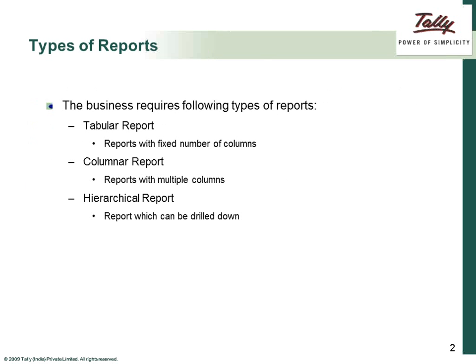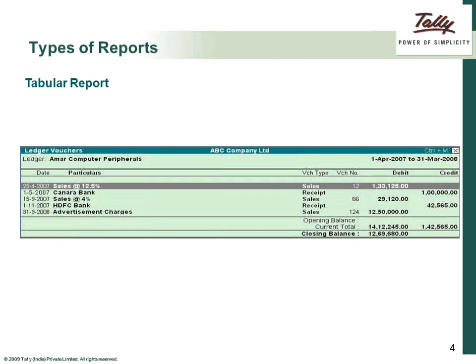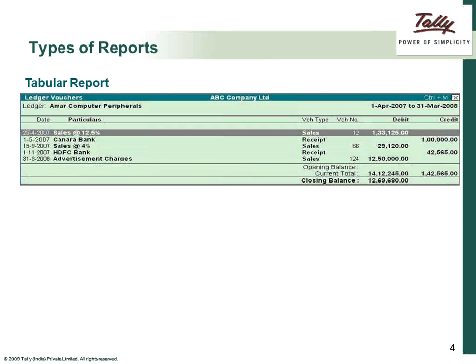There are types of report that we have. One is the tabular, we have the columnar, we have the hierarchical. Then a tabular report is nothing but the simple report that we have created up till now.